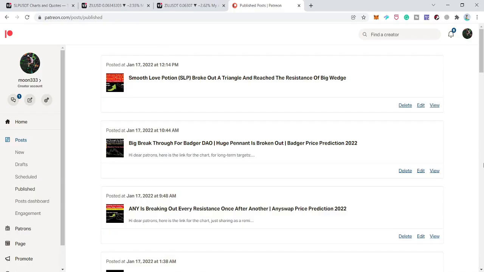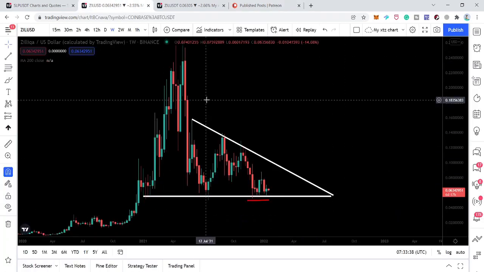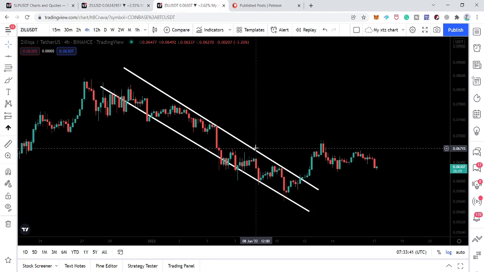Welcome to the new update on Zilliqa coin. After getting bounced by the support of a big triangle and breaking out of this down channel, the price line is testing a support on the immediate short term. And in today's video, we will analyze this move.